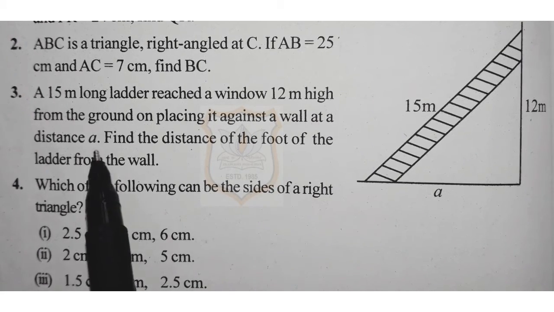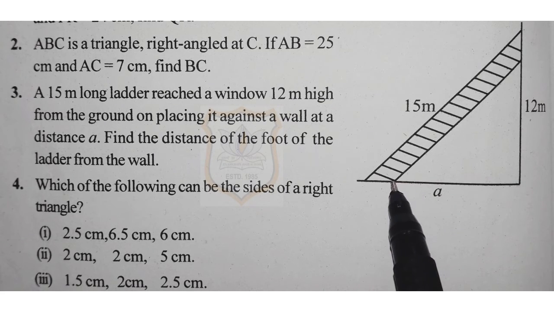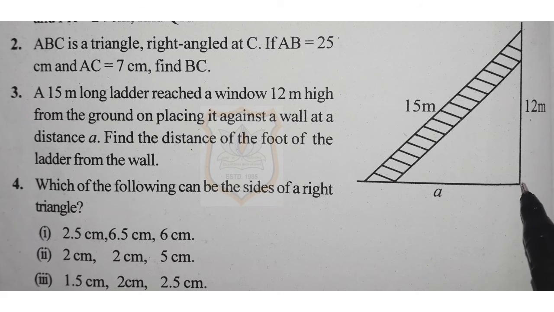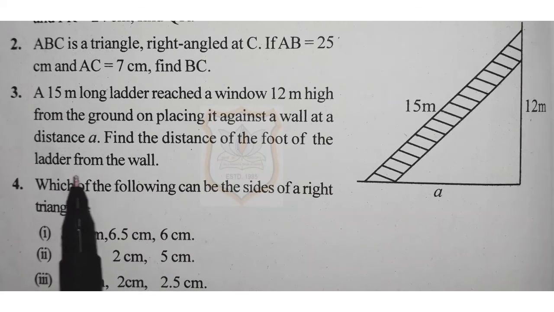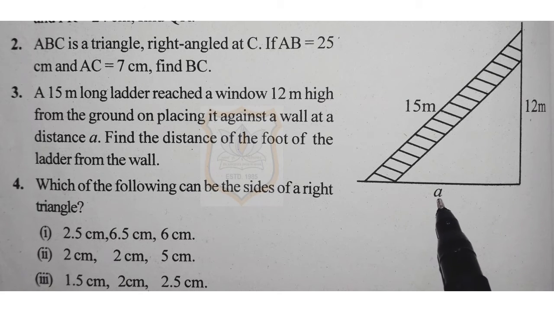Against a wall at a distance. This is placed against a wall. This is the wall and this is placed against the wall. And this is the distance from the wall. Now, find the distance of the foot of the ladder from the wall. What you have to do is find the value of this A.